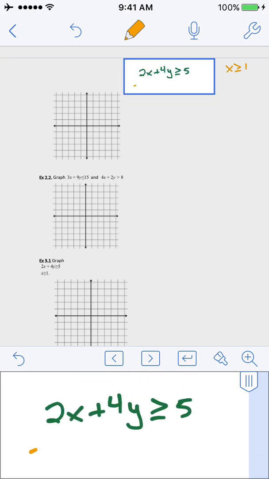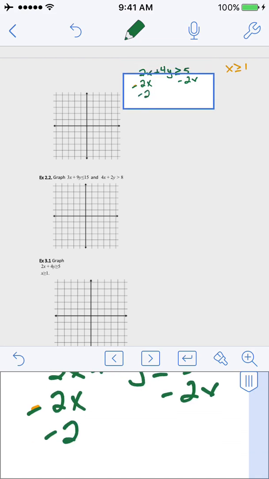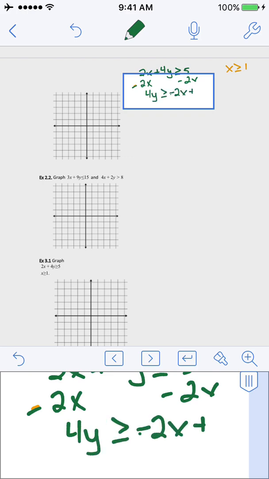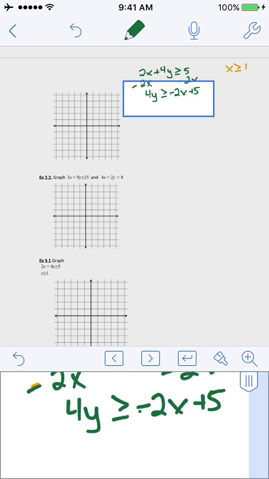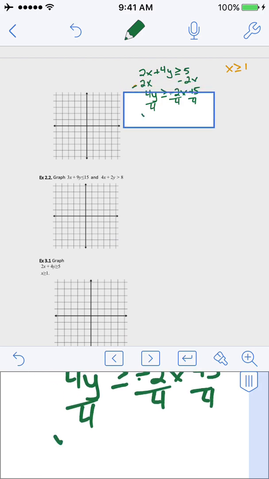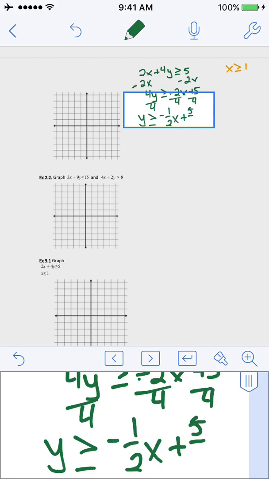So we rearrange. Minus 2x to both sides. You get 4y is greater than or equal to negative 2x plus 5. Divide by 4, and we can see that y is greater than or equal to negative 1/2 x plus 5/4.